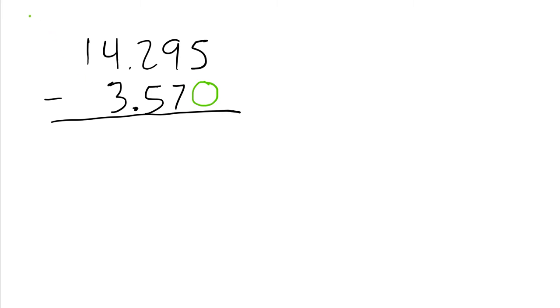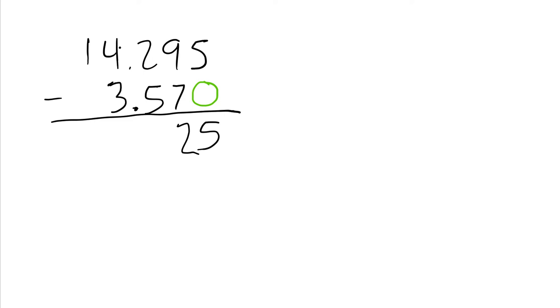Boom. Now we go through and do subtraction. We subtract our place values. So we have 5 thousandths minus 0 thousandths. So like 5 minus 0, that's just 5. 9 minus 7 is 2. And then we have 2 minus 5. That's 2 tenths minus 5 tenths. We can't do that with this algorithm.